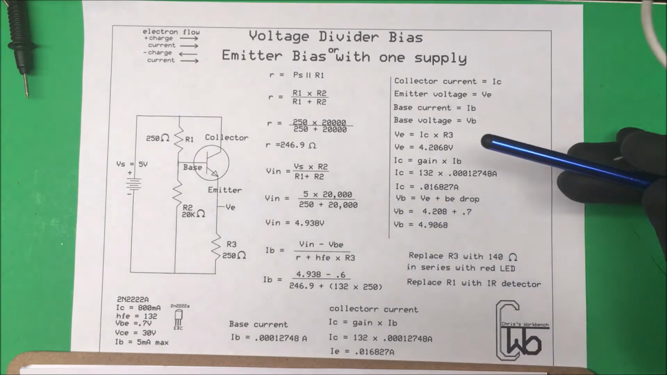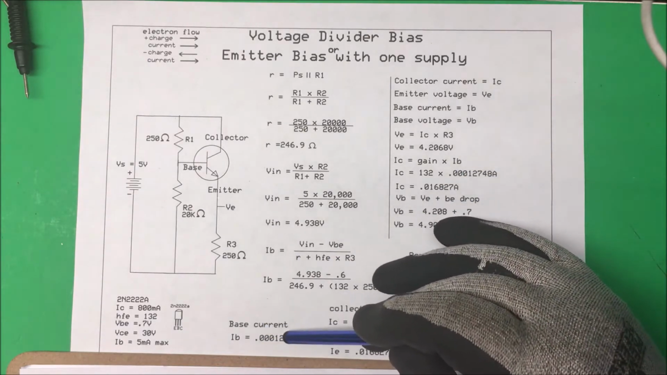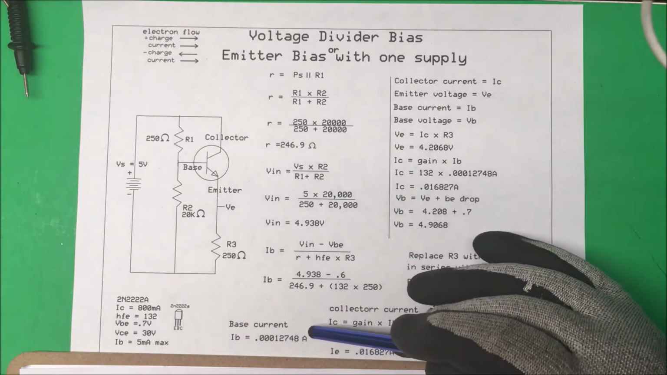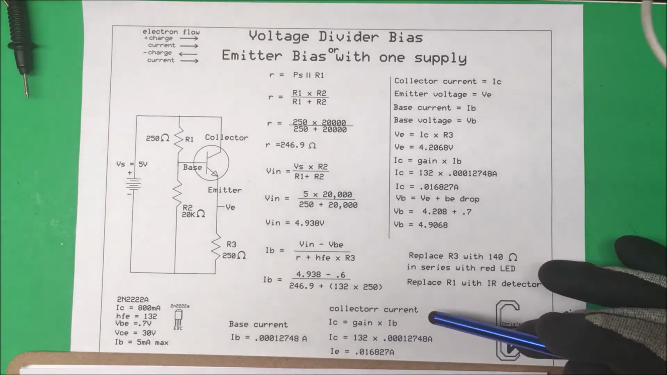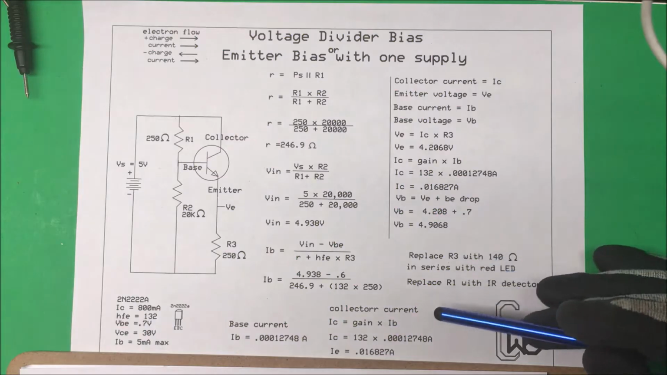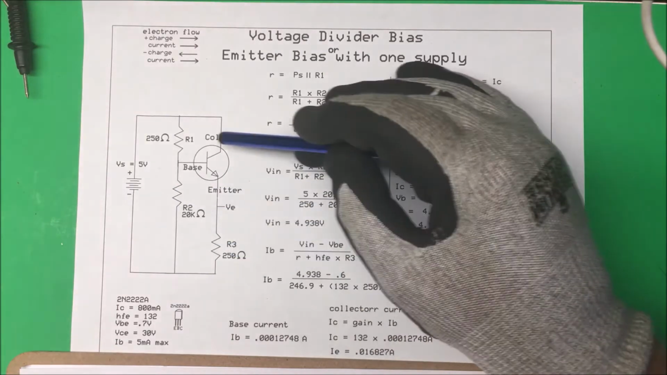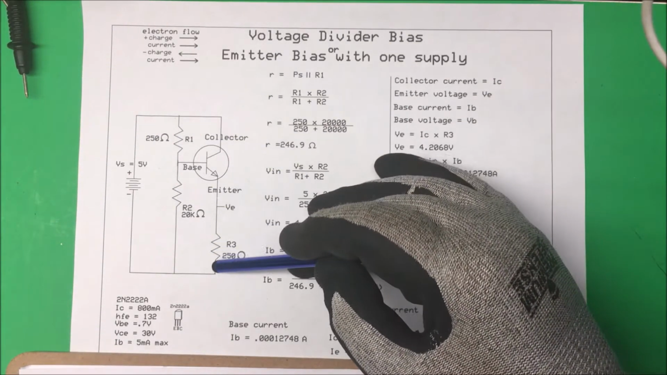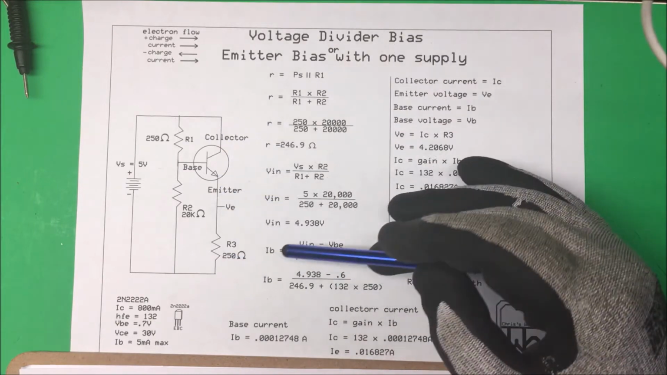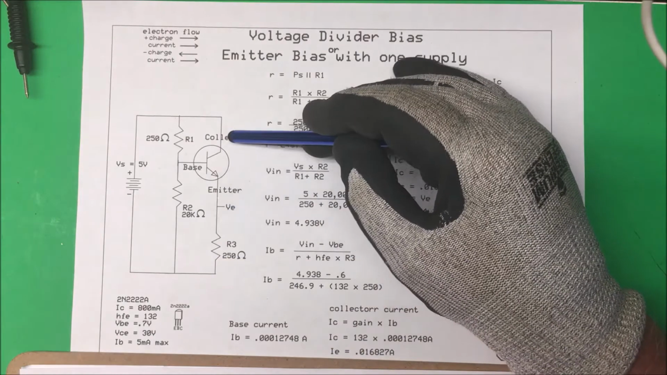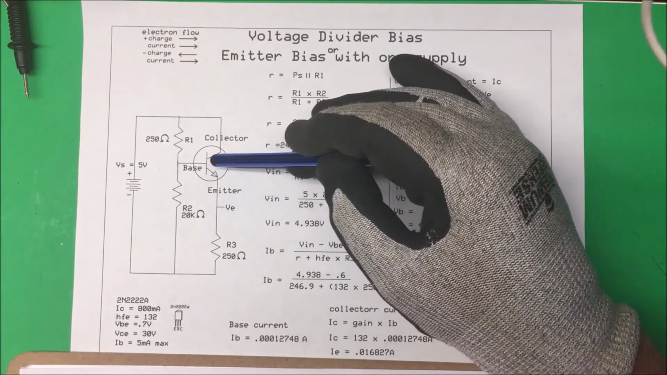Now to find our collector current, we just take our base current and we multiply it by the gain of the transistor. So we multiply that by 132, and it comes out to 16.8 milliamps. Okay, so what's happening up here is that we say current flows in this direction, down from the collector to the emitter, but electrons are actually flowing in this direction, from the emitter to the collector and from the emitter to the base and out the base.